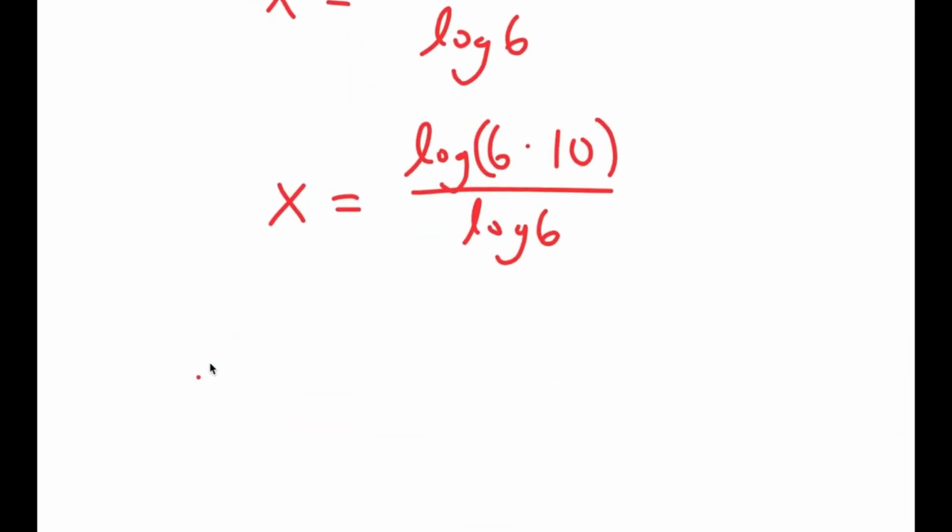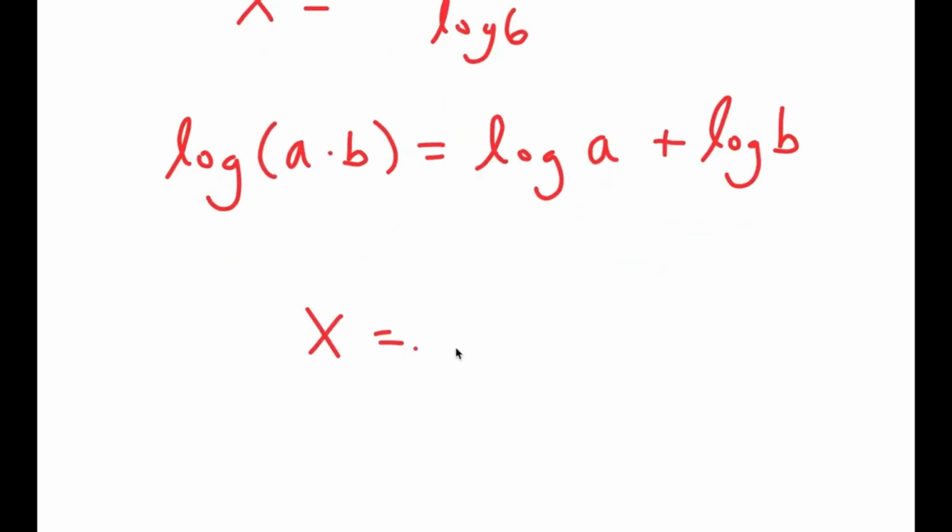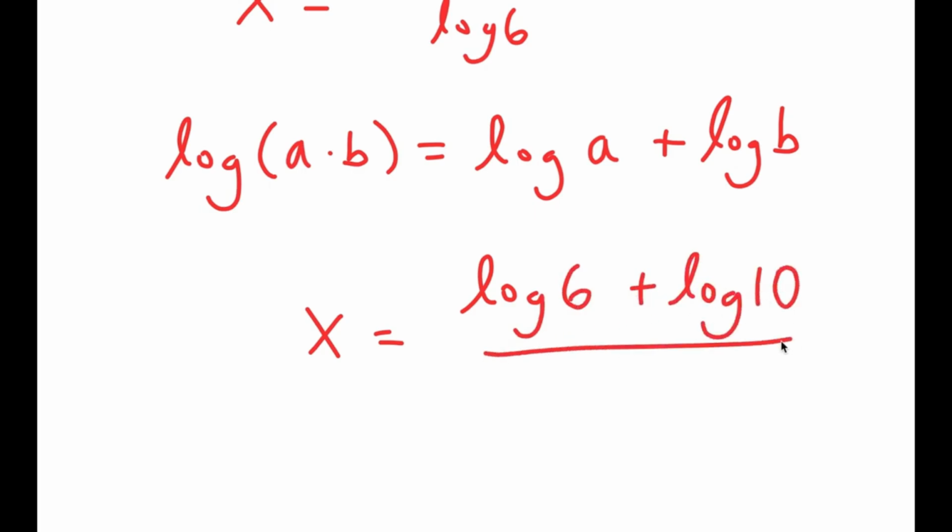And if I have something in the form log of a times b, this is equal to log a plus log b. So log 6 times 10 is going to equal log 6 plus log 10, all over log 6.